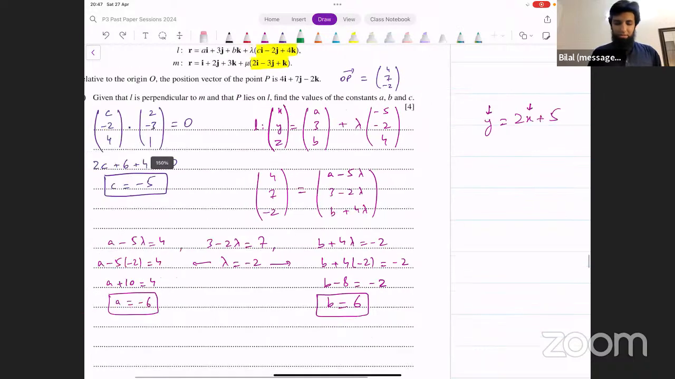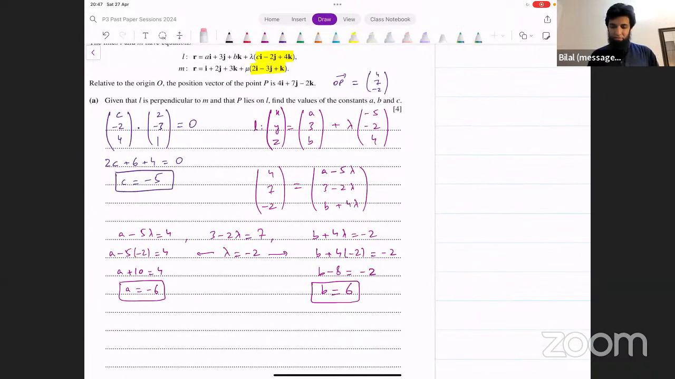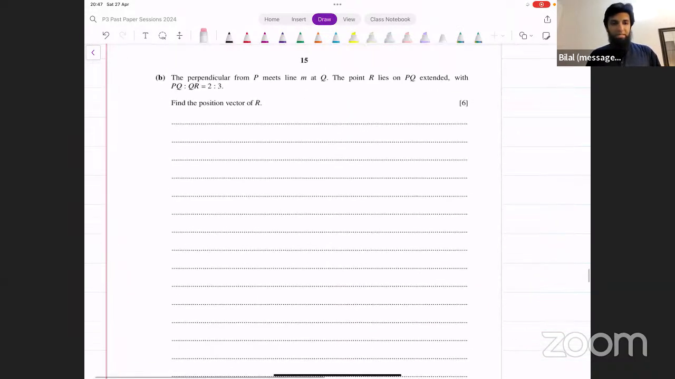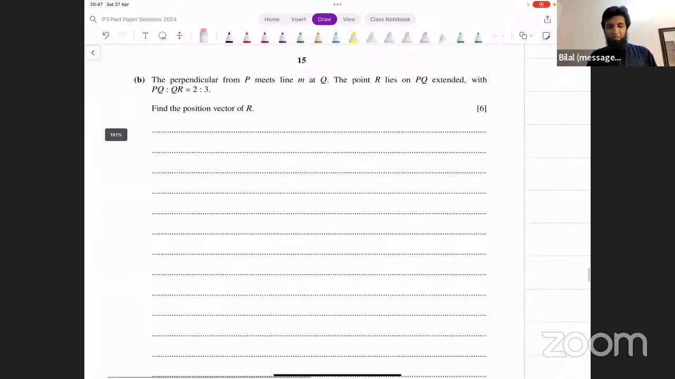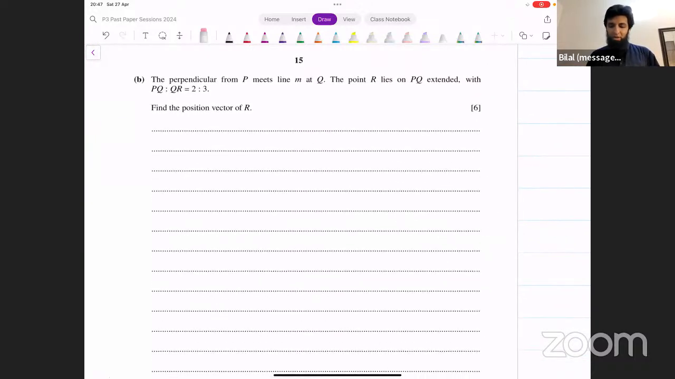All right, good. Let's have a look at the next part now. Now it says the perpendicular from P meets the line M at Q. The point R lies on PQ extended, with PQ ratio QR being 2:3. Find the position vector of R. Okay, now how do you think about this? Perpendicular from P meets the line M at Q.